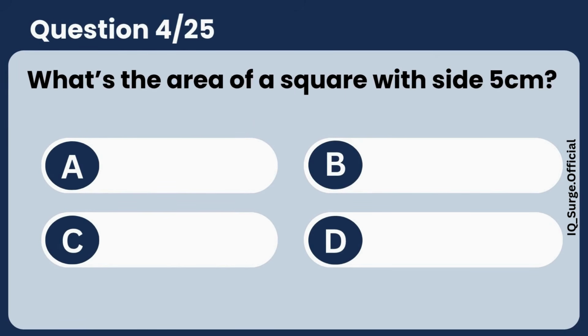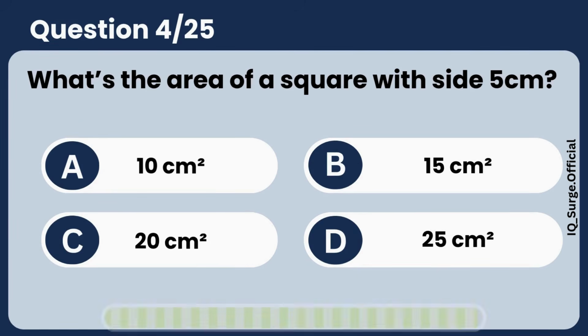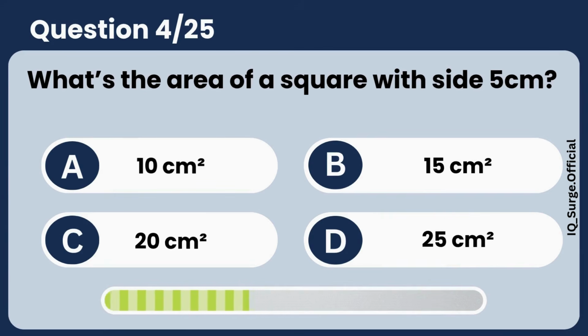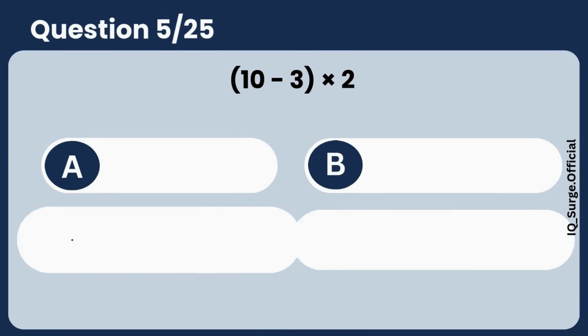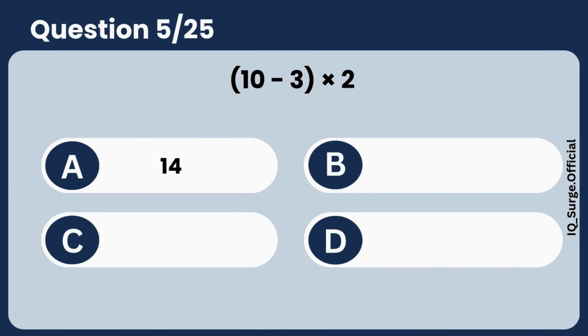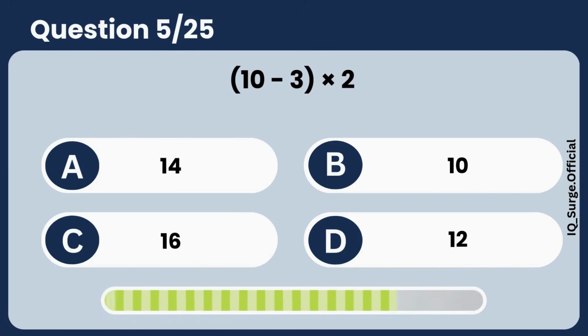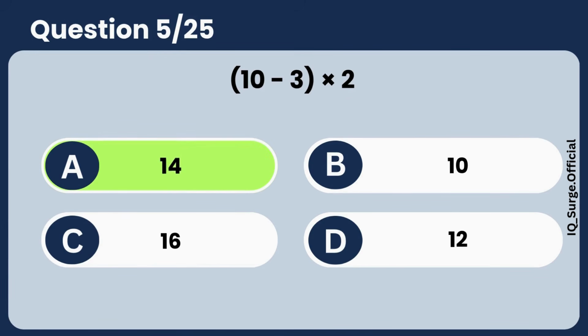What's the area of a square with side 5 centimeters? Correct, 25 centimeters square. Solve this brain teaser. Yes, it's 14.